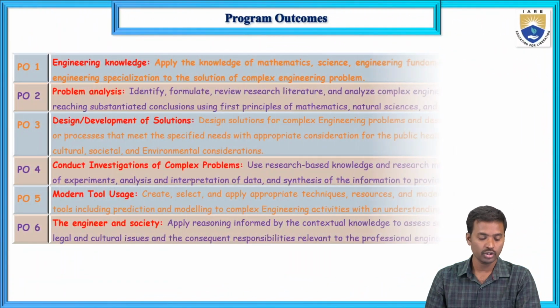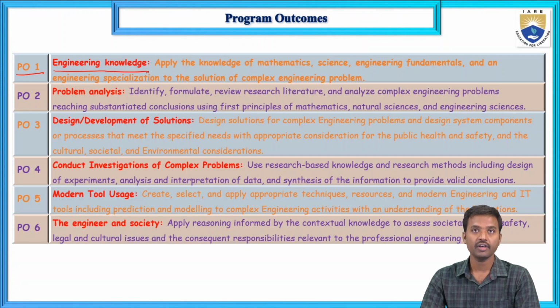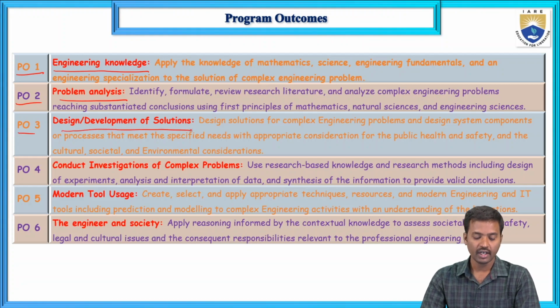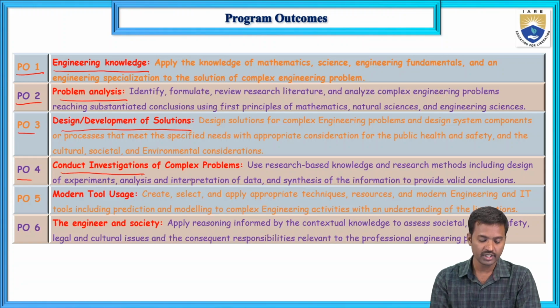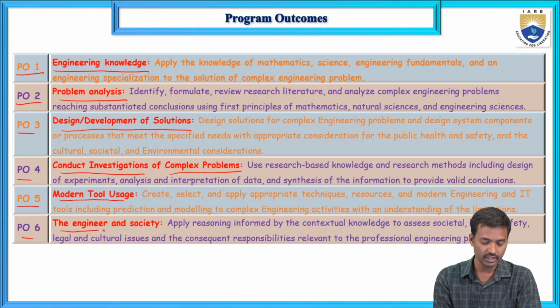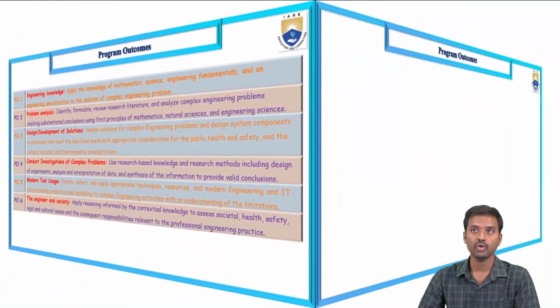Next, program outcomes. The first one is engineering knowledge, the second is problem analysis, the third is design and development of solutions, the fourth is conduct investigations of complex problems, the fifth is modern tool usage, and the sixth is the engineer and society. In total there are 12 program outcomes.